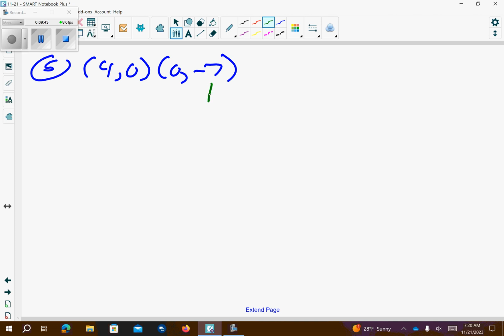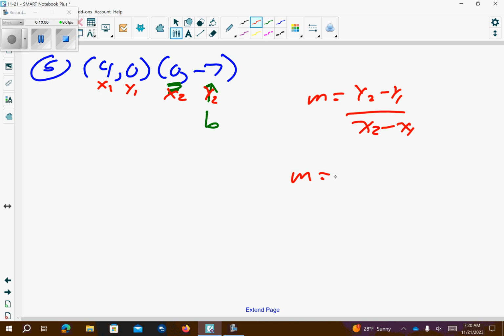Number 5, this is my b value. It's my y-intercept because that's 0. So we know that so far. So let's use x1, y1, x2, y2. Plug into our slope equation. So that's going to give me negative 7 minus 0 and 0 minus 4. On top, that's going to give me negative 7. On bottom, it's going to give me negative 4. Negative over negative is positive.